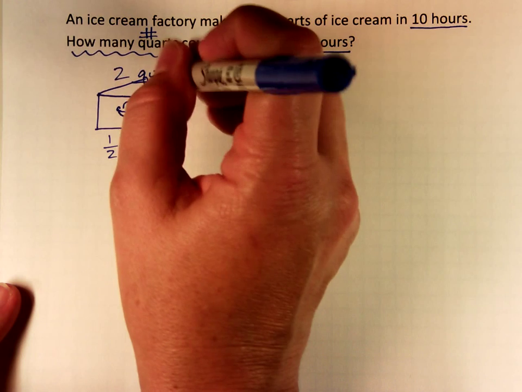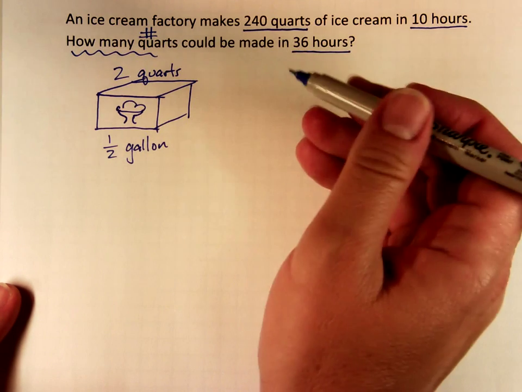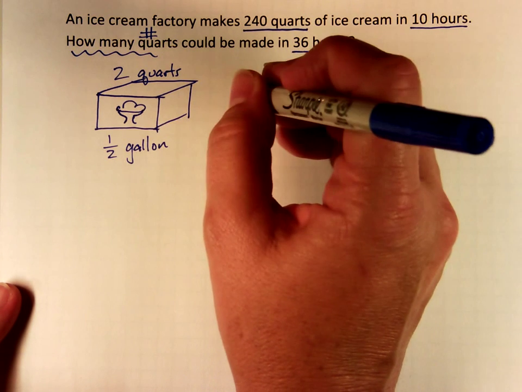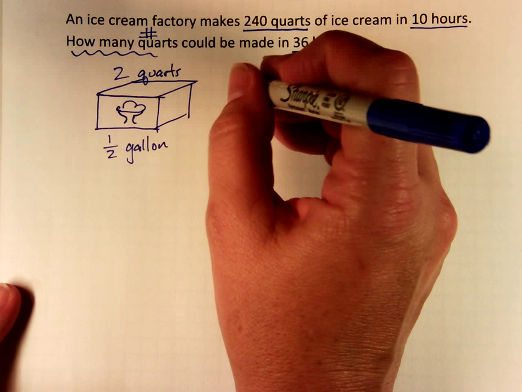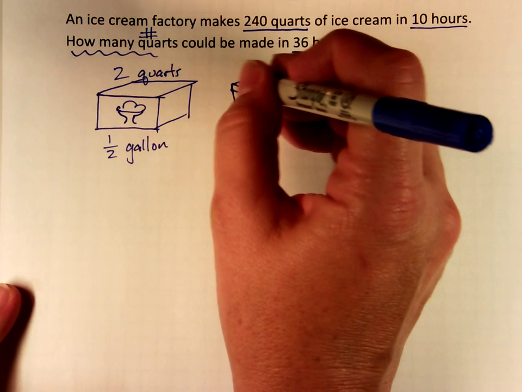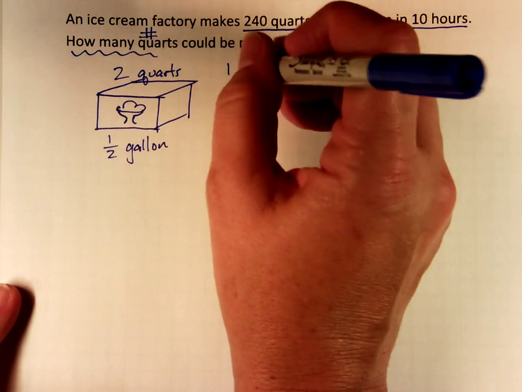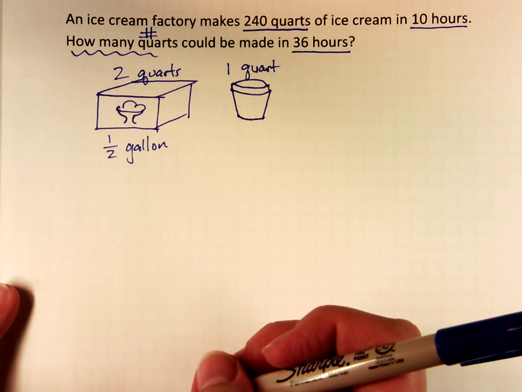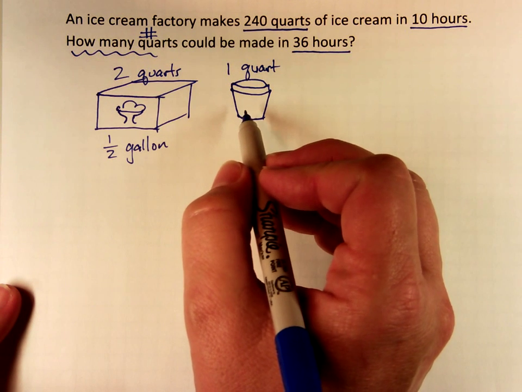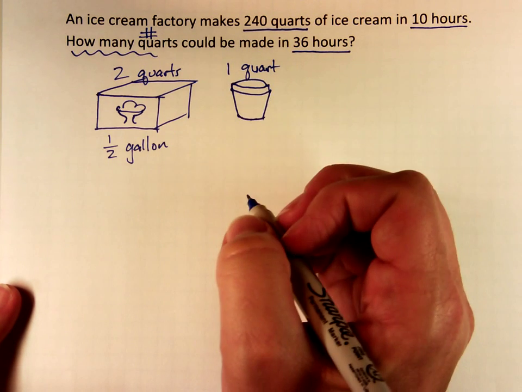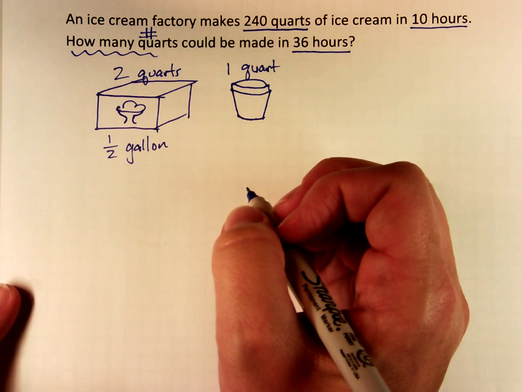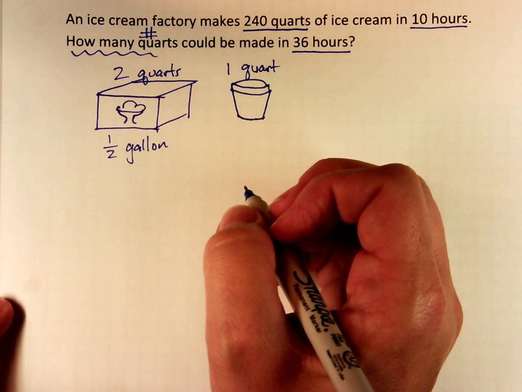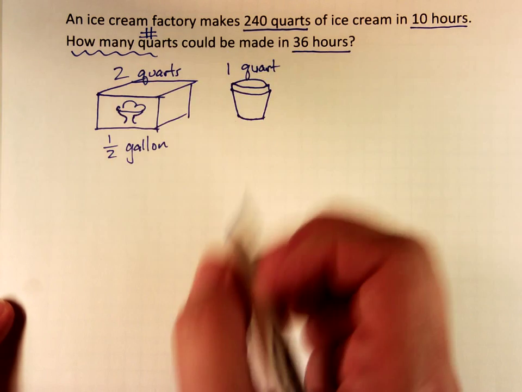But the question says the ice cream factory is making quarts. Well, of course we don't buy this size in my house, but you've probably seen in a store the tubs that look like this. This is 1 quart of ice cream. So the ice cream factory makes 240 of this quart-size ice cream in 10 hours. How many quarts could be made in 36 hours? There aren't any unknown words other than quart, which we just talked about.